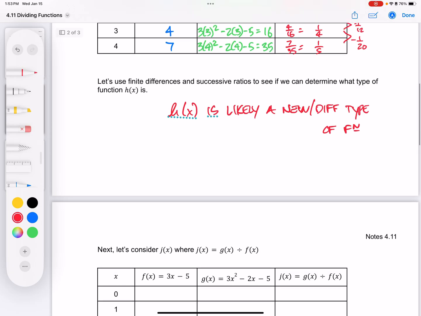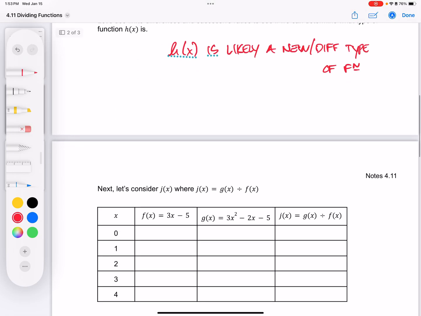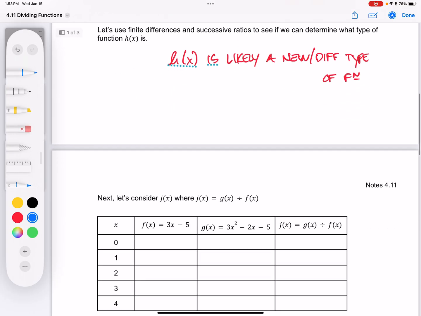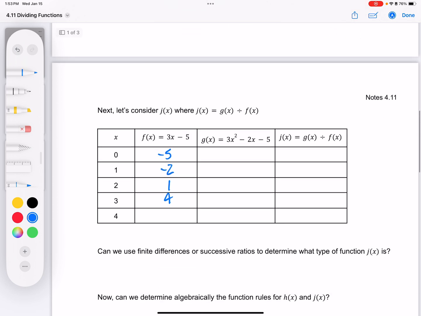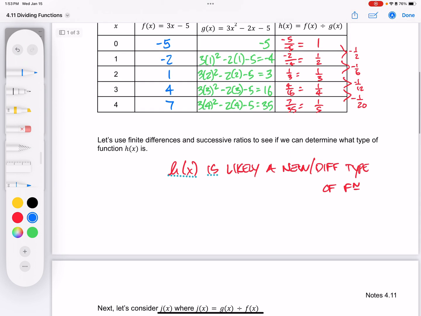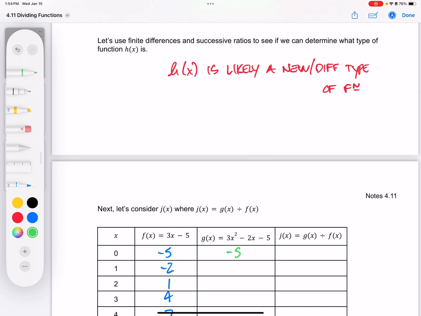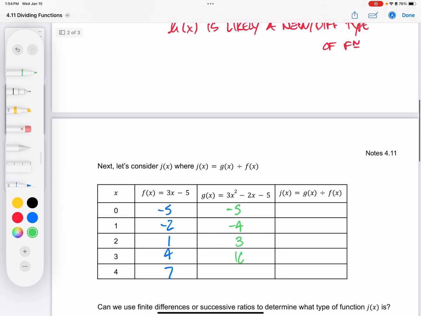Now let's do it the other way around. Now we're going to do g divided by f. So same functions, right? This is g and f, same function, so let's put these same numbers in. I've got minus 5, minus 2, 1, 4, 7. And then for my g, I've got minus 5, minus 4, minus 5, minus 4, 3, 16, 35. Okay, same numbers. Now we're going to do g divided by f.